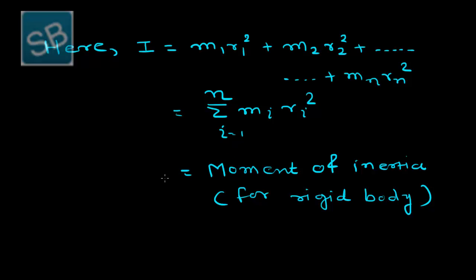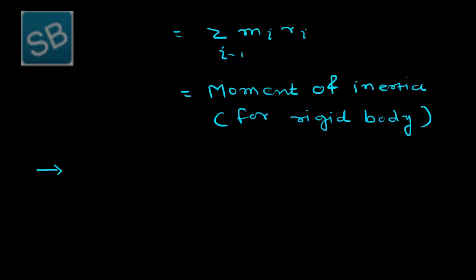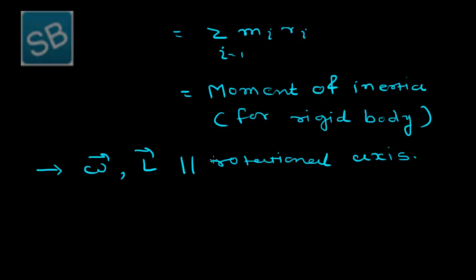Here, if you see, the direction of omega and the direction of angular momentum are parallel to the rotational axis. And as they are parallel, I can consider the moment of inertia as a scalar quantity, because if you want to give the dot product, then one quantity should be scalar and another quantity a vector. Then the resultant will be a vector quantity.